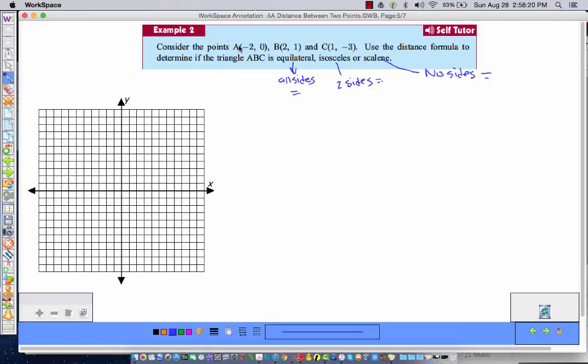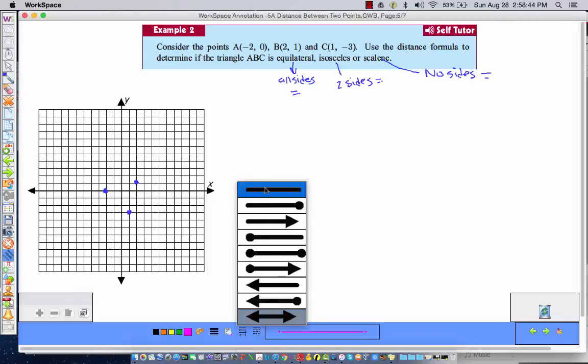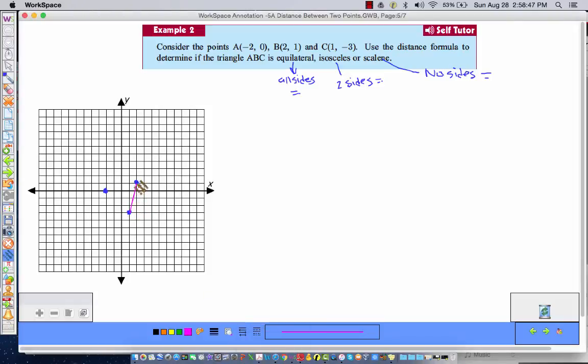I thought maybe if we plotted these points, it might be a little easier just to see. Negative 2, 0 here. Let's see, 1, 2, 1 right here. And 1, negative 3. 1, 2, 3. Looks to me like it could be equilateral. I'm not sure. But I'll connect the points. And at any rate, we would have to prove it. So this might be worth it if you got some graph paper, just to give yourself an idea. So this was A, this was B, and this is C.